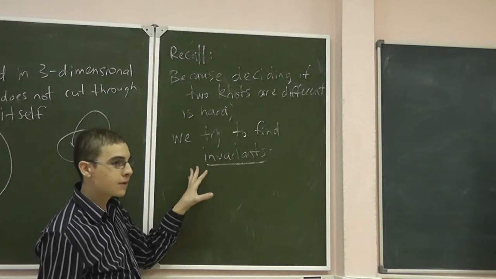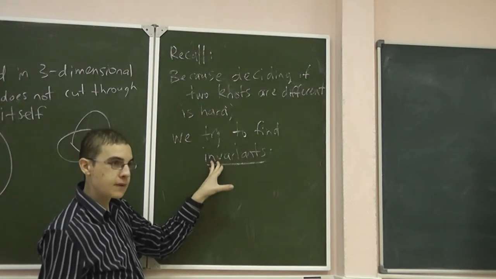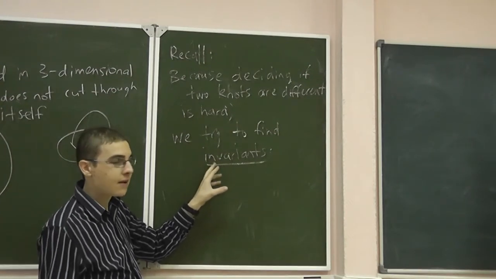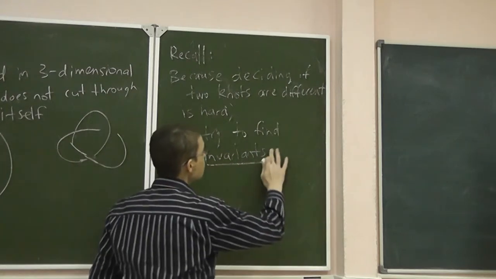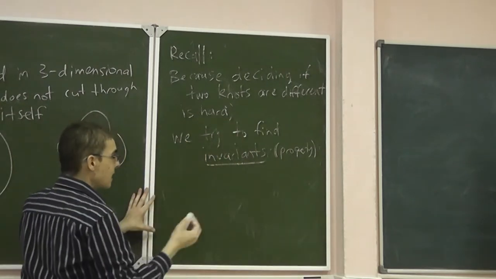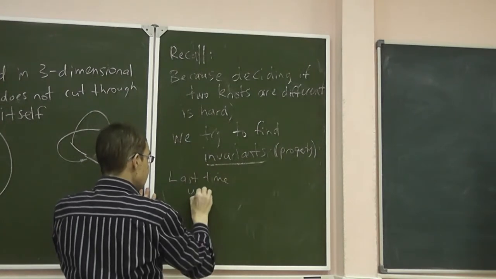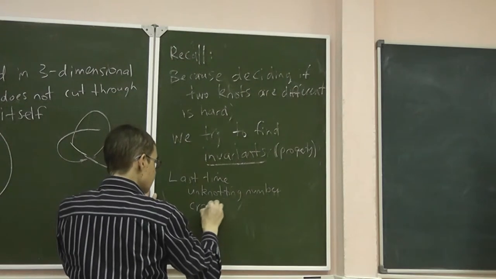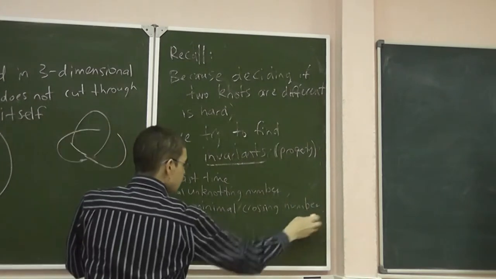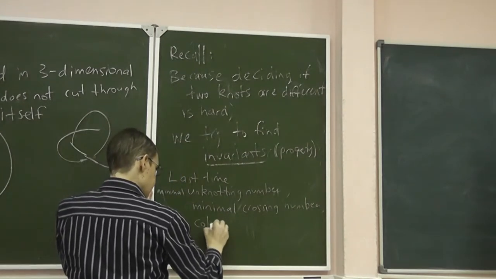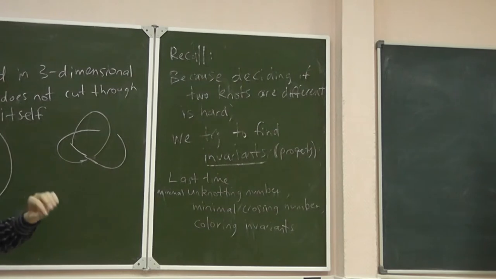For knots, we'll build some more examples of invariants. But think of these invariants as properties of knots. If I have two knots that are the same, they have to have the same property, the same invariant. So last time we looked at the unknotting number, crossing number, or minimal crossing number. Maybe call this one minimal. And finally we looked at coloring invariants.